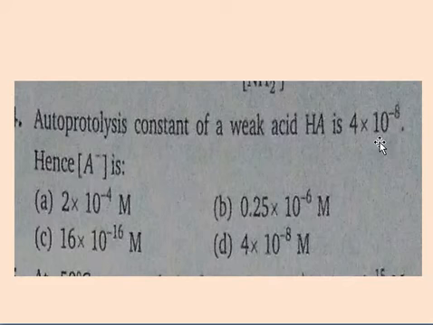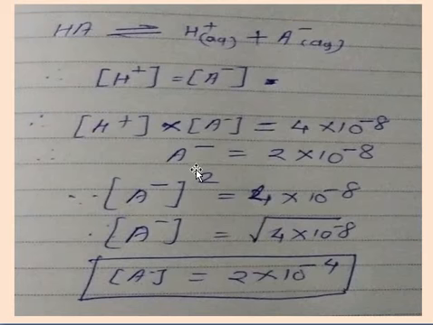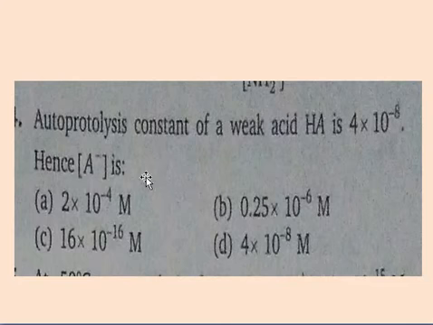The autoprotolysis constant for the weak acid is 4 into 10 raised to minus 8. Substituting the concentration of A minus in place of H plus, the concentration of A minus squared equals 4 into 10 raised to minus 8. Therefore, the concentration of A minus equals the square root of 4 into 10 raised to minus 8, which is 2 into 10 raised to minus 4. Therefore, the answer is option A, 2 into 10 raised to minus 4 molar.